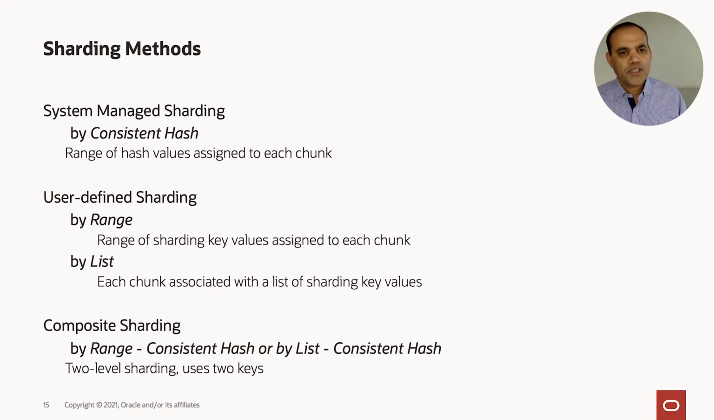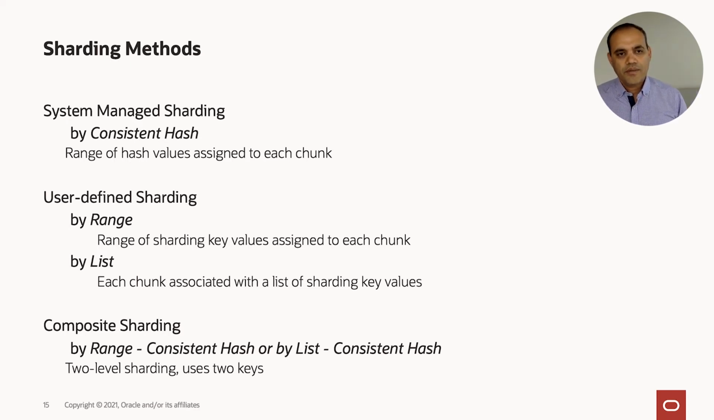Additionally, when we add shards or remove shards, we have automation to rebalance the data and redistribute it evenly. The benefit of system managed sharding is that you don't have to worry about fine-grained data placement rules, as well as being able to benefit from automated redistribution of data. The second sharding method is user-defined sharding.